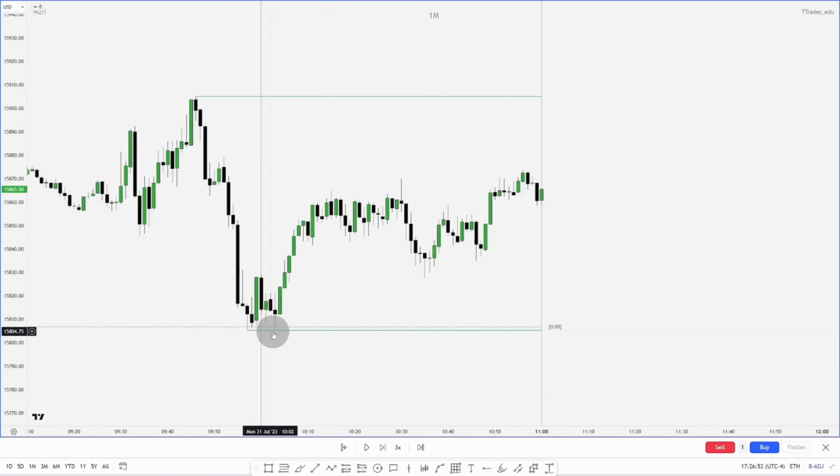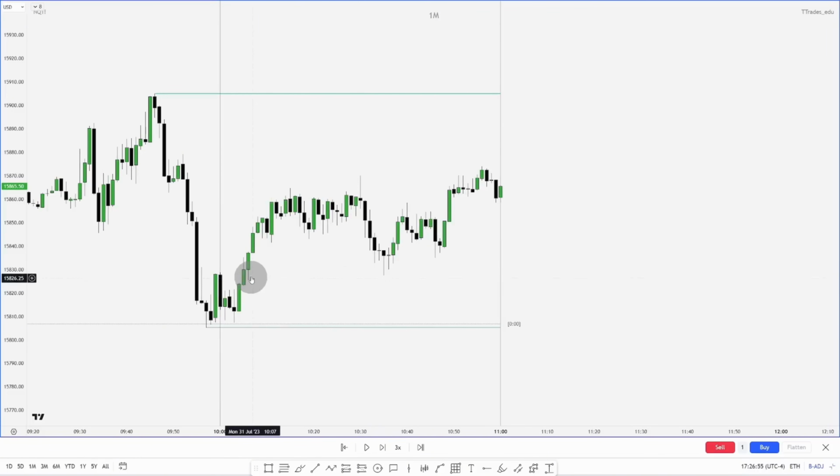You can see that price never swept the low or the high of this range. So this would be a session where I would not be looking to take a trade.